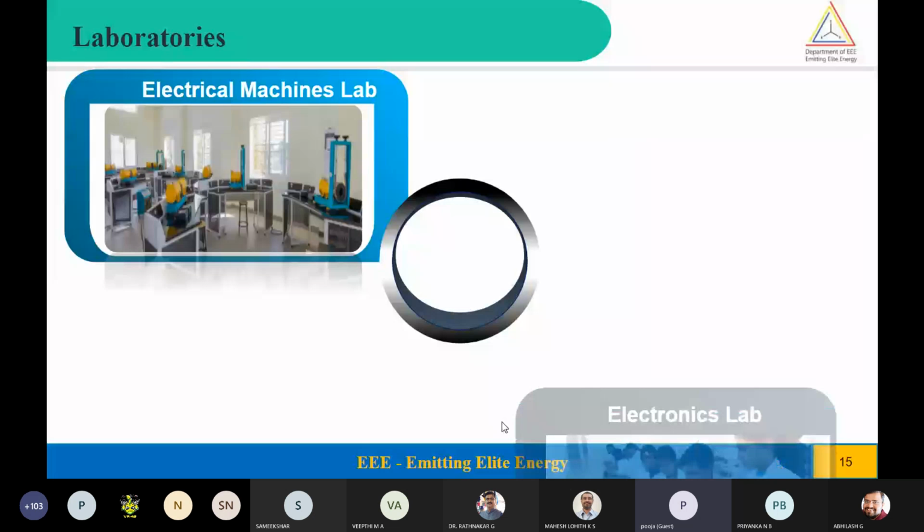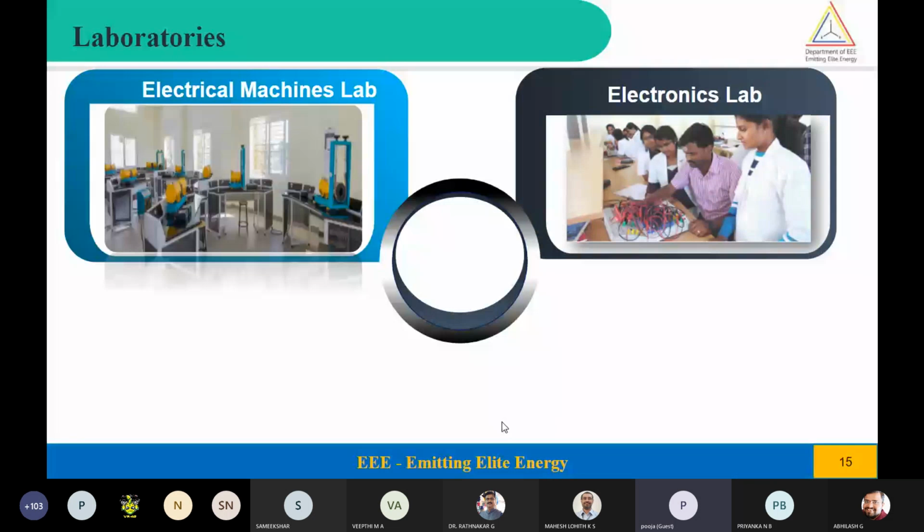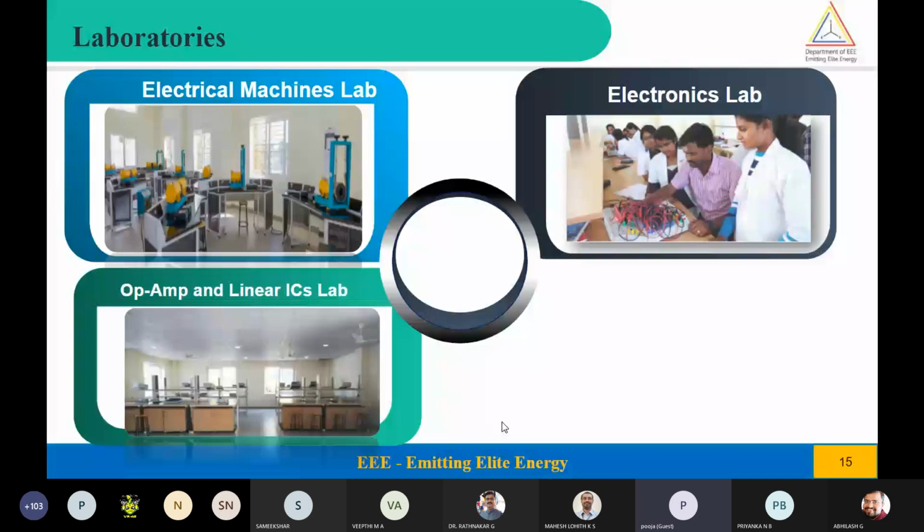And similarly, the electronics lab, where you are going to understand how all electronic circuits function. Moving on to other labs: the amplifier lab, the linear IC lab, and the power electronics lab.